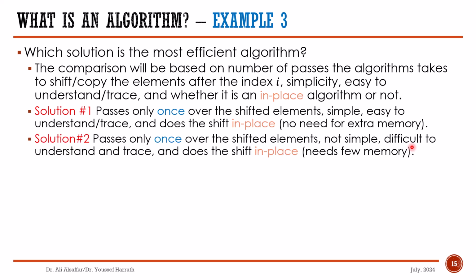Now for the second solution, the algorithm starts shifting the elements to the right, starting from an index I. Similar to the algorithm for the first solution, it uses a simple for loop that passes only once over the shifted elements. But shifting an element to the right, starting from any index without losing its neighbor element, adds little complexity to the algorithm. That's why this solution is considered not simple and difficult to understand and trace. However, the algorithm is considered as an in-place algorithm because it needs only two variables p and q. And these two variables take little memory units compared to the memory units that are needed by the array.